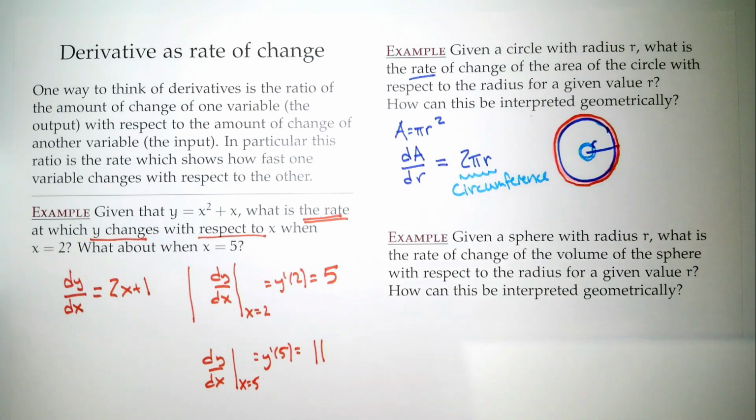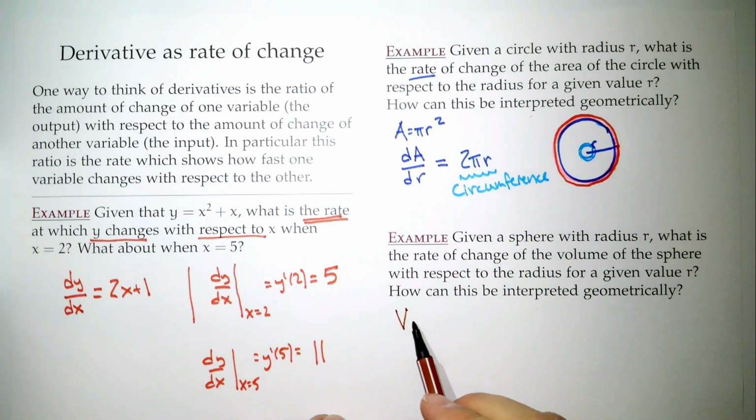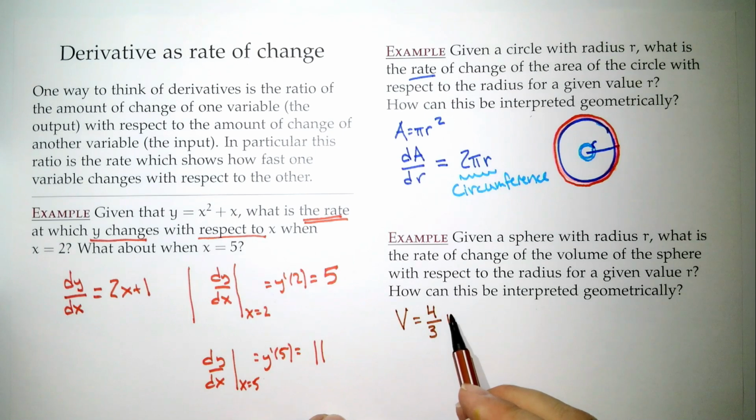All right, let's try another problem. Suppose that we're given a sphere with radius r. What is the rate of change of the volume of the sphere with respect to the radius for a given value of r? So let's start by saying, what is the formula for the volume of a sphere? 4/3 pi r cubed.